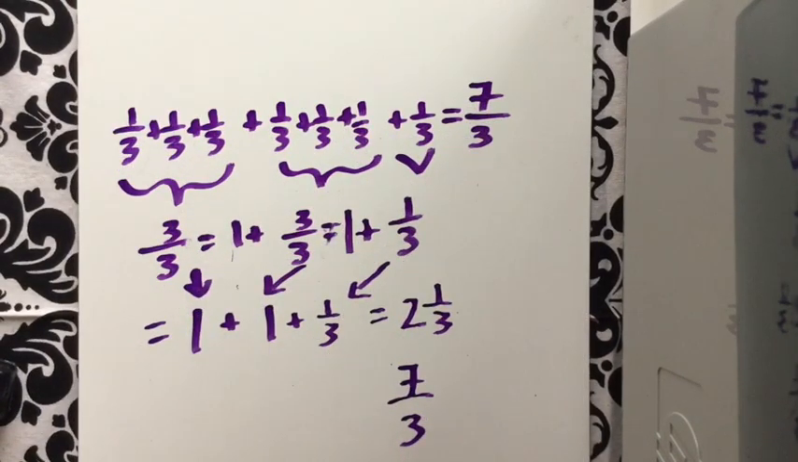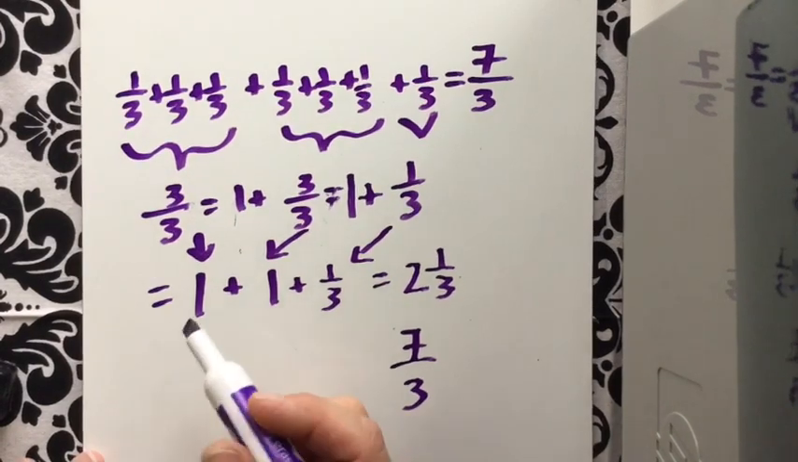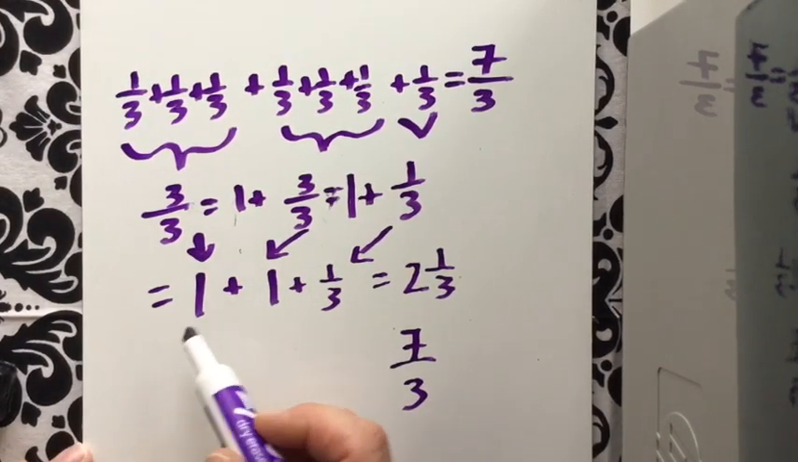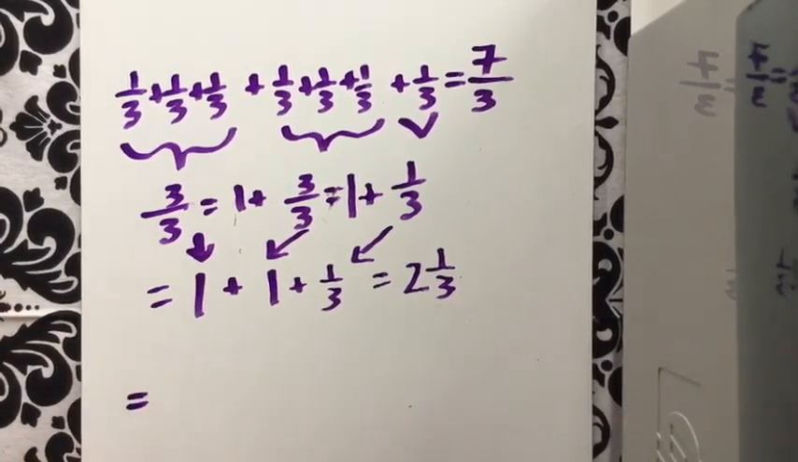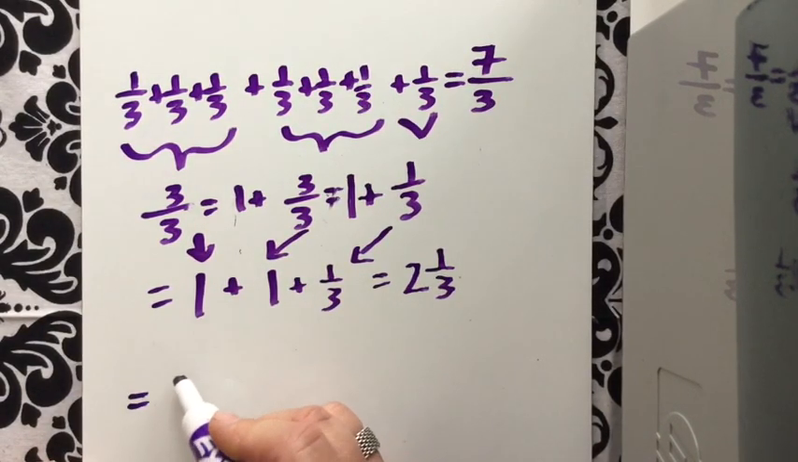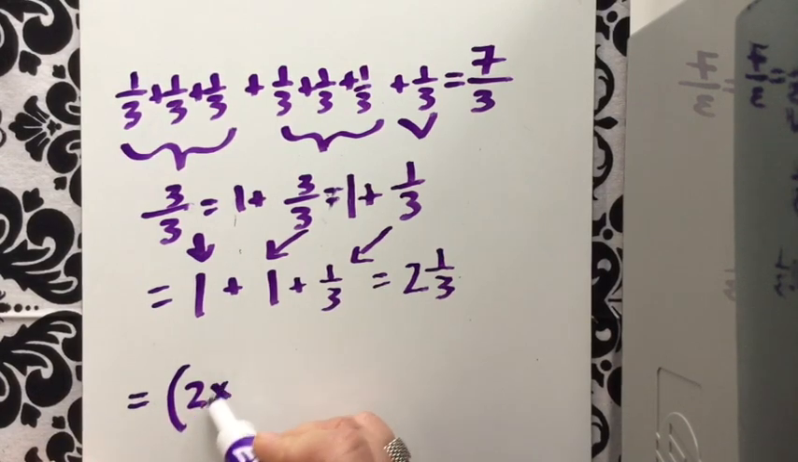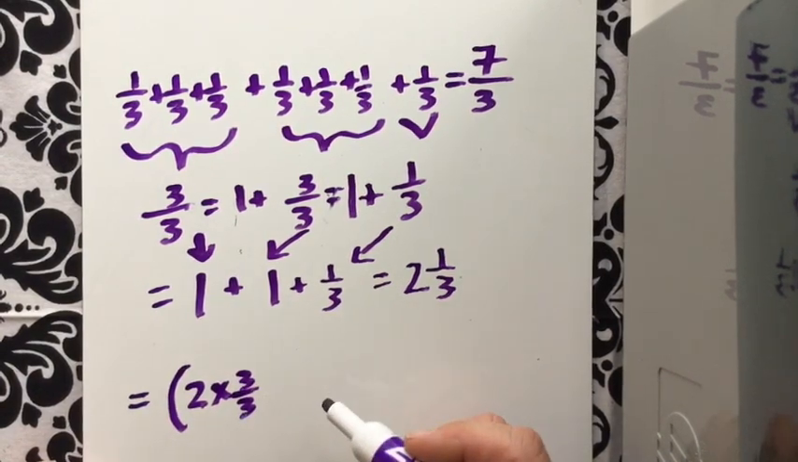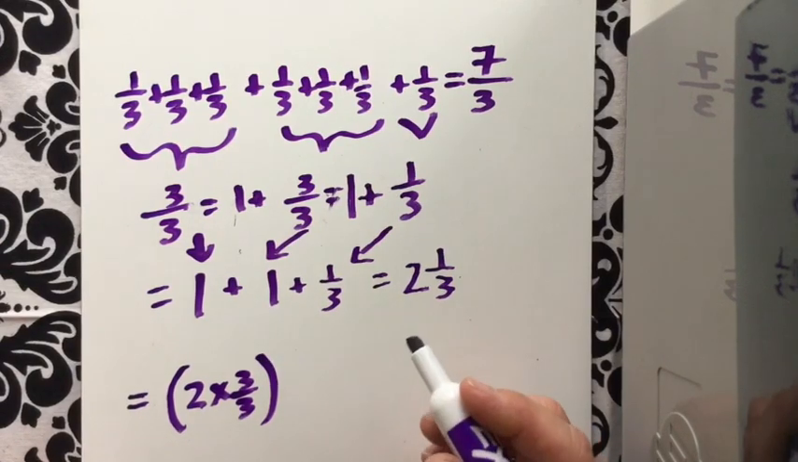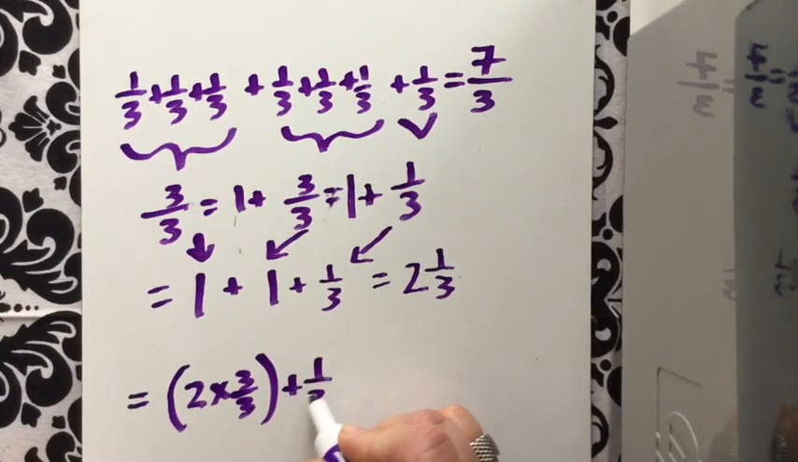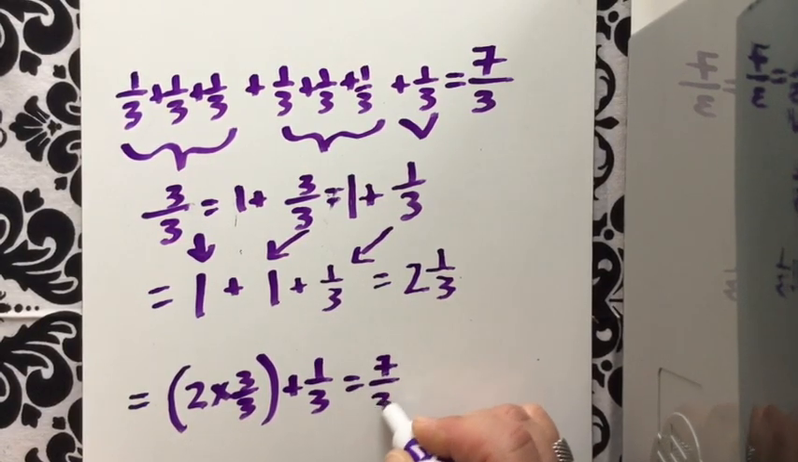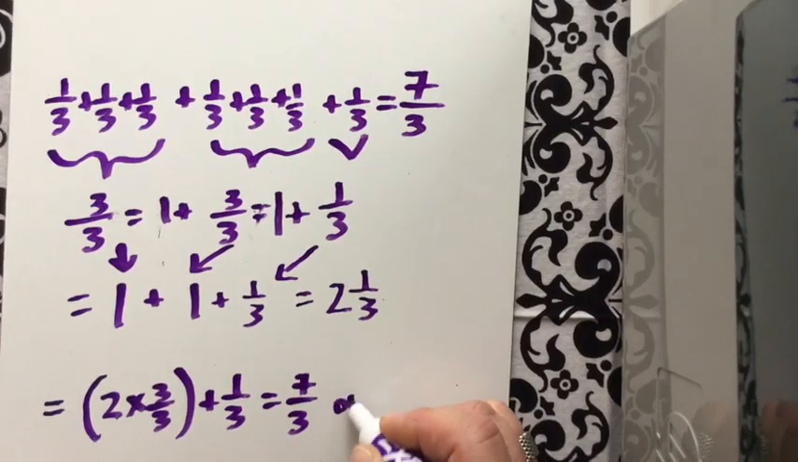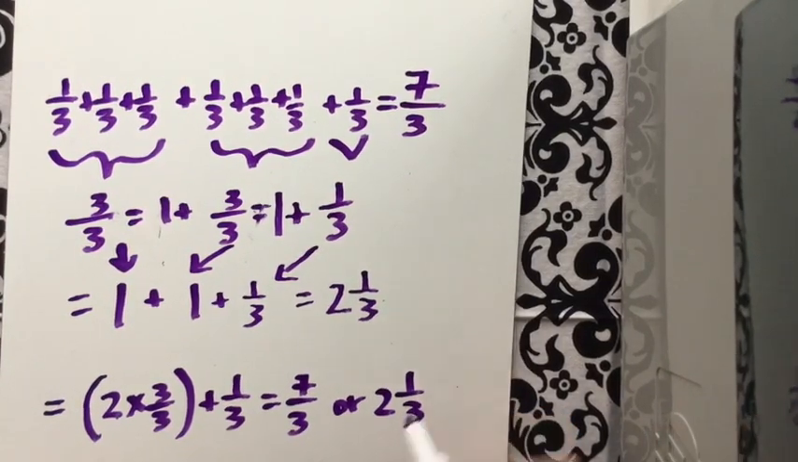Before I show you the next step, I also want to add in one other part to this. So we have 1 plus 1 plus 1/3. We could also say, algebraically speaking, that this is like saying 2 times 3/3, or 1 whole, plus 1/3, which equals 7/3, or you can say 2 1/3.